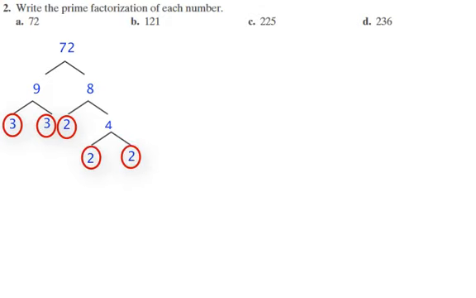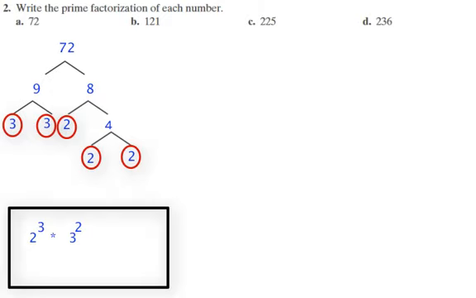Now we need to write this prime factorization using exponents. That's going to be 2 to the third times 3 to the second. We typically put our numbers in numerical order from least to greatest. That's why I wrote the 2 to the third first and the 3 to the second after it.